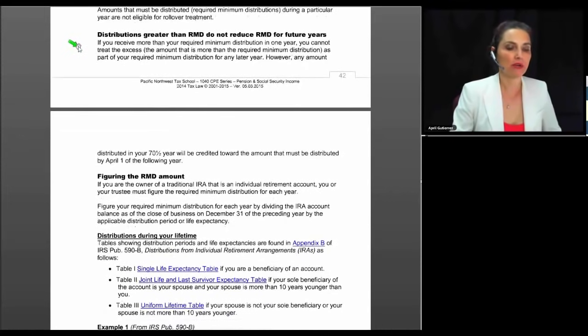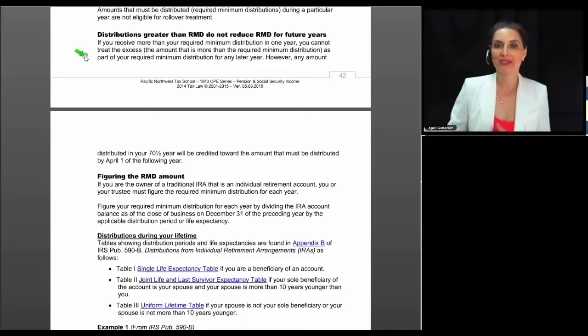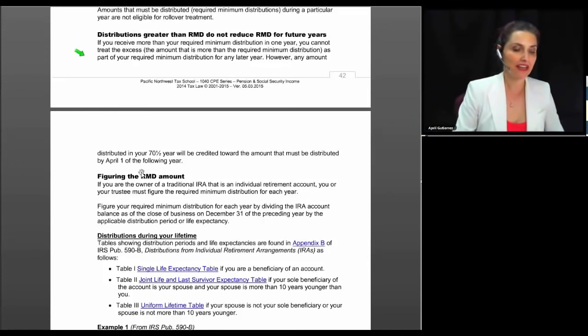Distributions greater than the required minimum distribution do not reduce the RMD for future years. So if the required minimum distribution for this year is $5,000 and you choose to take out $10,000, it doesn't mean that you've accomplished the RMD for the next year. Each year is taken on its own, and if you take out more in one year than is necessary, it has no impact on future years. Each year you look at the RMD separately.